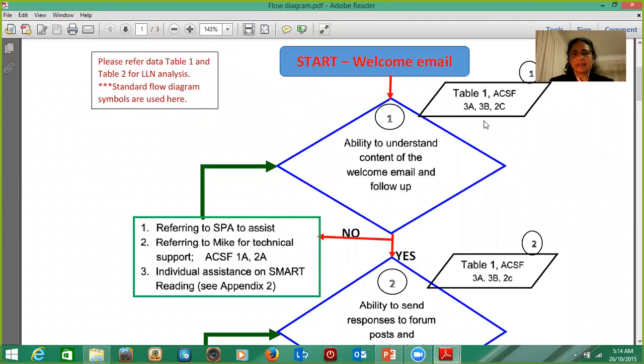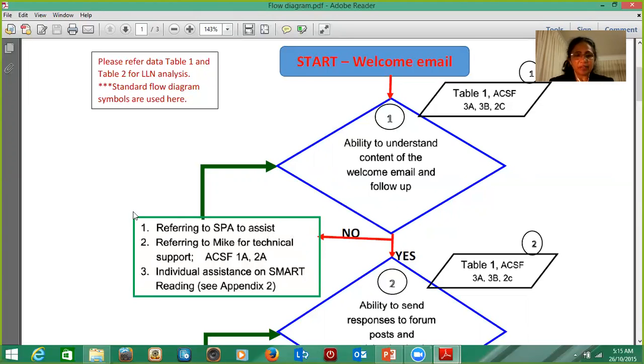So then, the data, the parallelogram, indicates which data is connected here. That is, Australian Core Skills Framework has 3A, 3B, 3C. This is going for independent learners who can follow. If they cannot follow, then the Australian Core Skills Framework says with the expert mentor, they can get there.